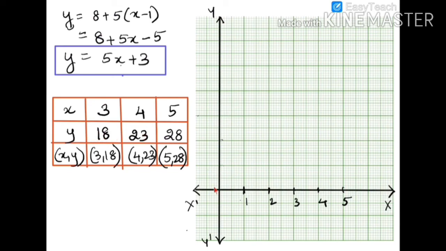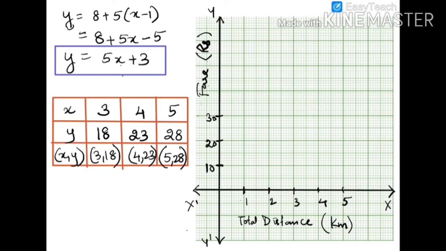So let's take 1 centimeter on the y-axis as 10 rupees. So this will be 10, this will be 20, and this will be 30. Now label your x-axis. X coordinate represents the distance traveled by the taxi in kilometers, and the y coordinate represents the taxi fare in rupees. So label your axis accordingly.